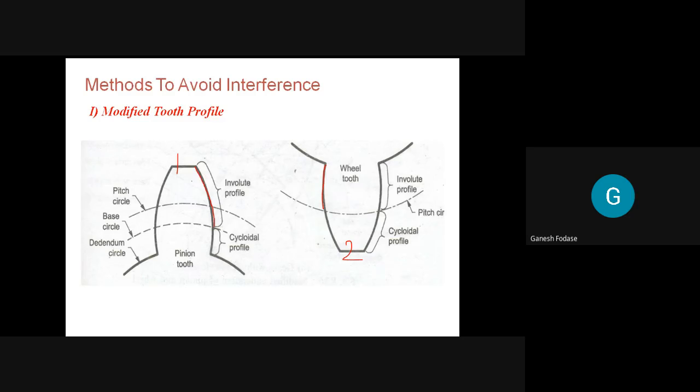As these mating portions are both of involute, and we know this bottom portion is meshed with the top portion of the other wheel, the cycloidal meshes with cycloidal and involute meshes with involute. So one way to avoid the interference is to make the mating gear tooth profiles the same. We modified the profile in such a way that involute meshes with involute and cycloid meshes with cycloid. This is one of the methods to avoid the interference, that is the modified tooth profile method.